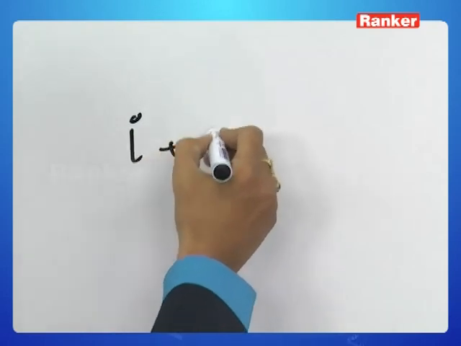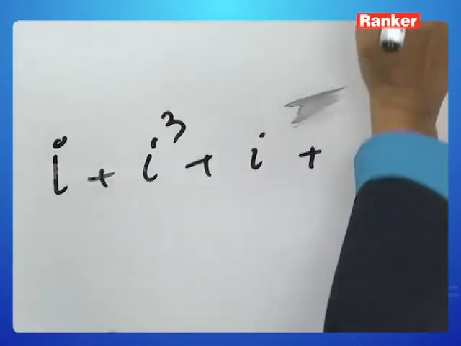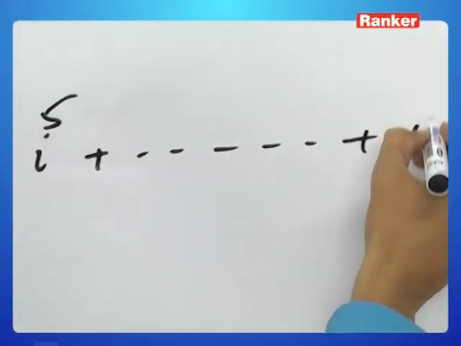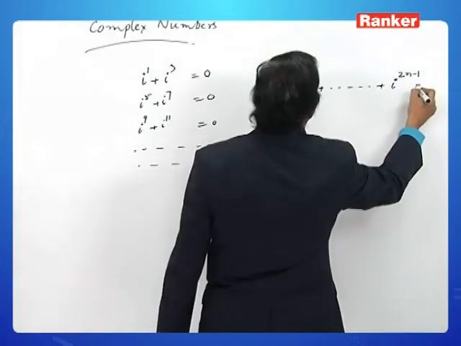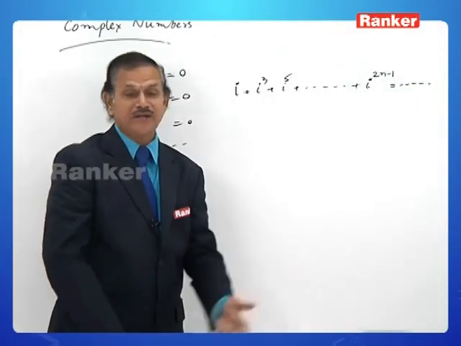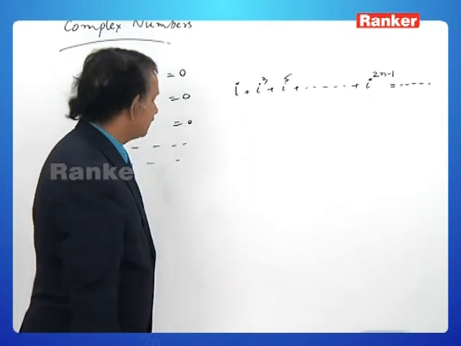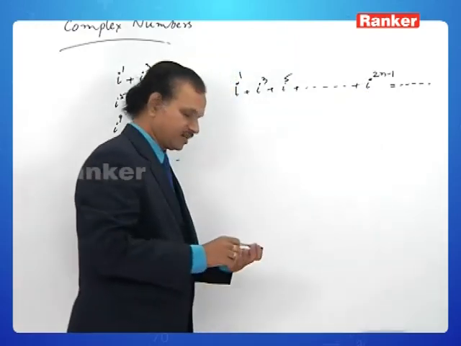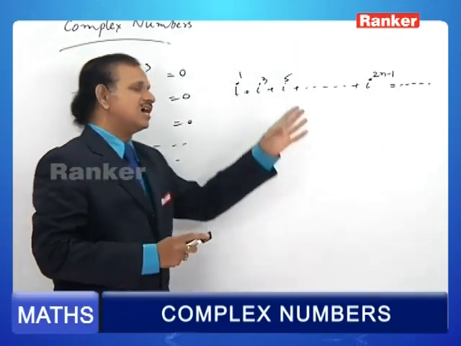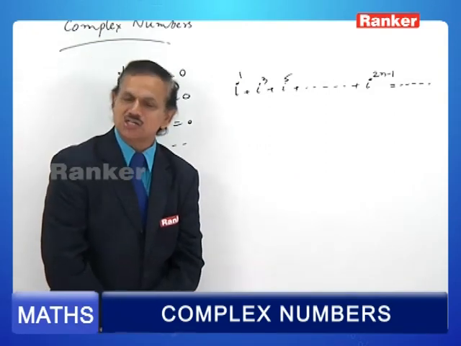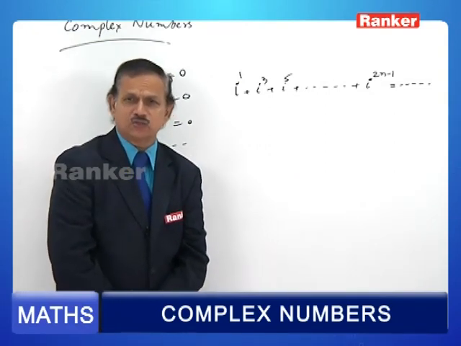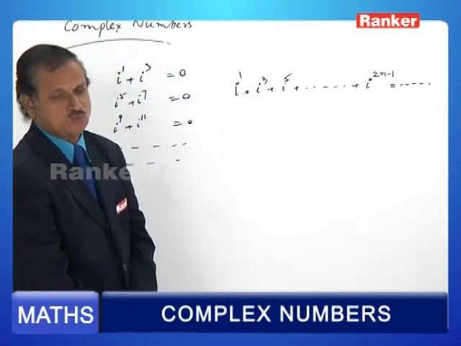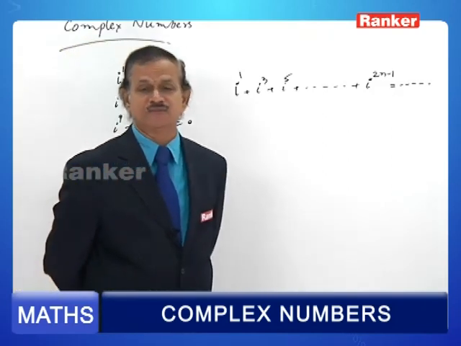Now you estimate this: i plus i cube plus i power 5 plus etc. up to i power 2n minus 1 is equal to? How can you estimate this? The powers are 1, 3, 5, 7, etc. up to 2n minus 1. How many terms are in this sum? n terms are there. How can you recollect? It's very simple. 1, 3, 5, etc. up to 2n minus 1 is an AP whose nth term is 2n minus 1. So there are n terms.